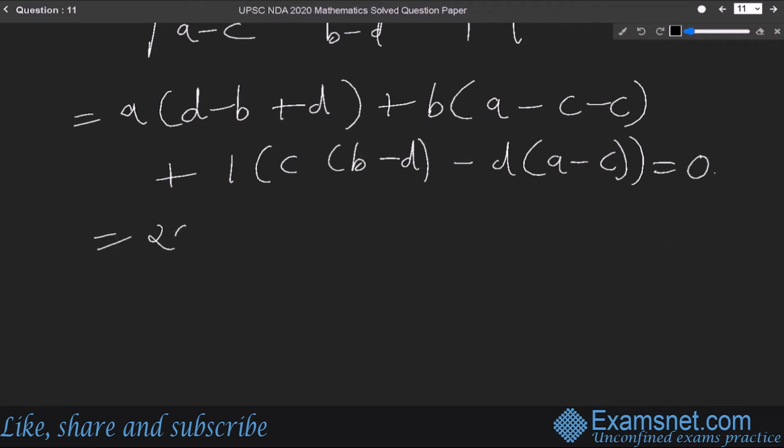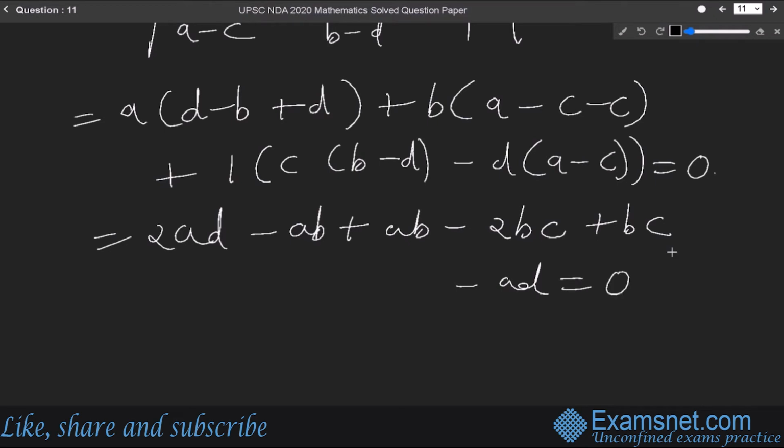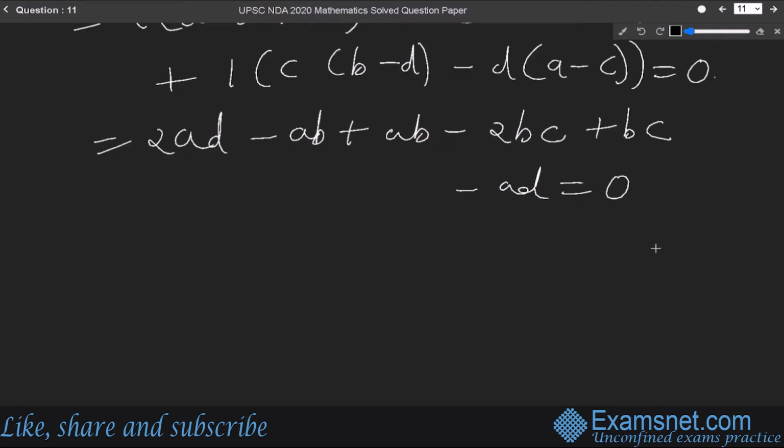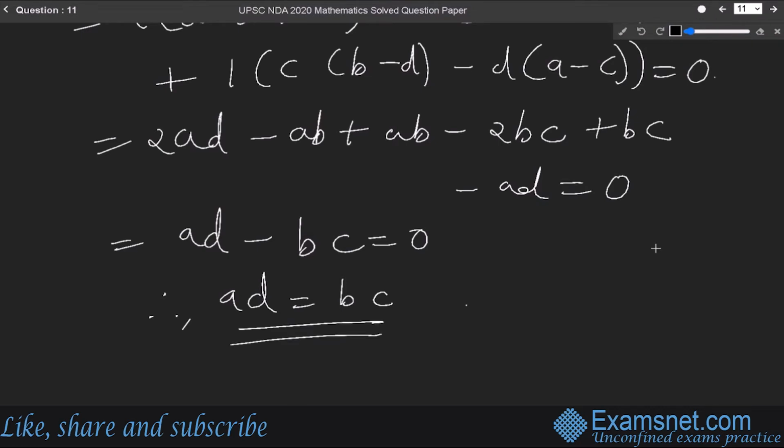Further solving, we will get 2AD minus AB plus AB minus 2BC plus BC minus AD is equals to 0. Further, on simplification, AD minus BC is equals to 0. So, we can say that AD is equals to BC. So, since AD is equals to BC, these points will be collinear on this condition.